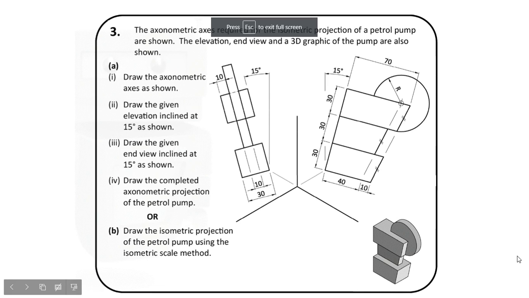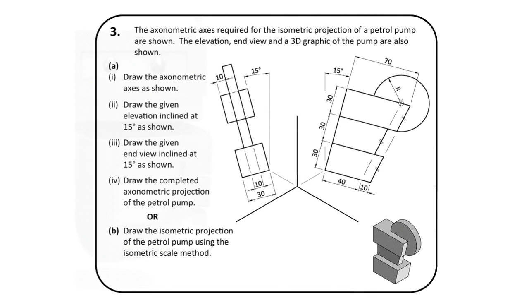Hi lads, this is just a short video explaining how to do the axonometric projection question from 2019 higher level. It tells that the axonometric axis required for the isometric projection of a petrol pump are shown. The elevation, end view and a 3D graphic of the pump are also shown.